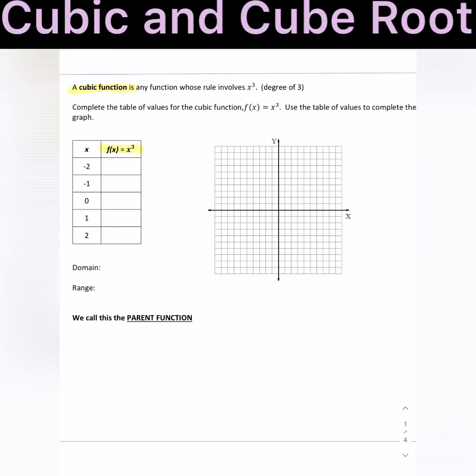You also need to know that cubic functions have a degree of 3. So that's important as well. So go ahead and take a minute, fill in the table of values, and then we'll get back to this here together.